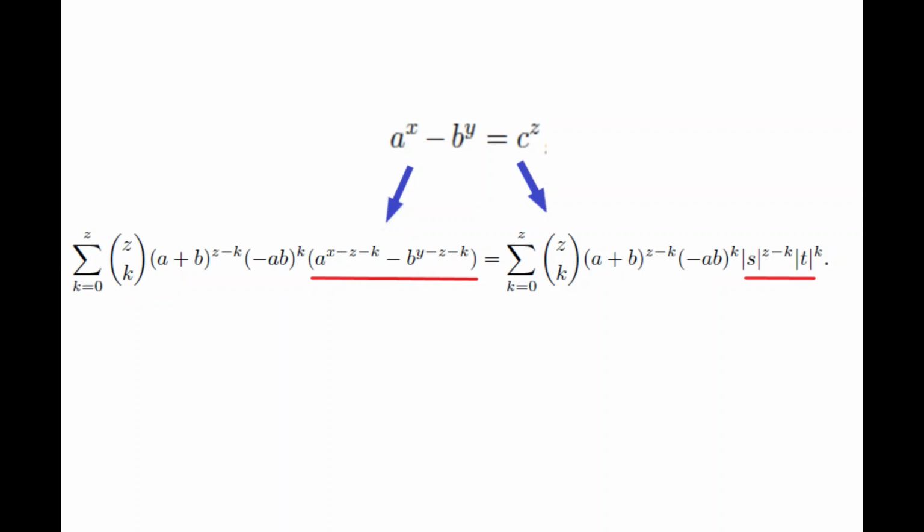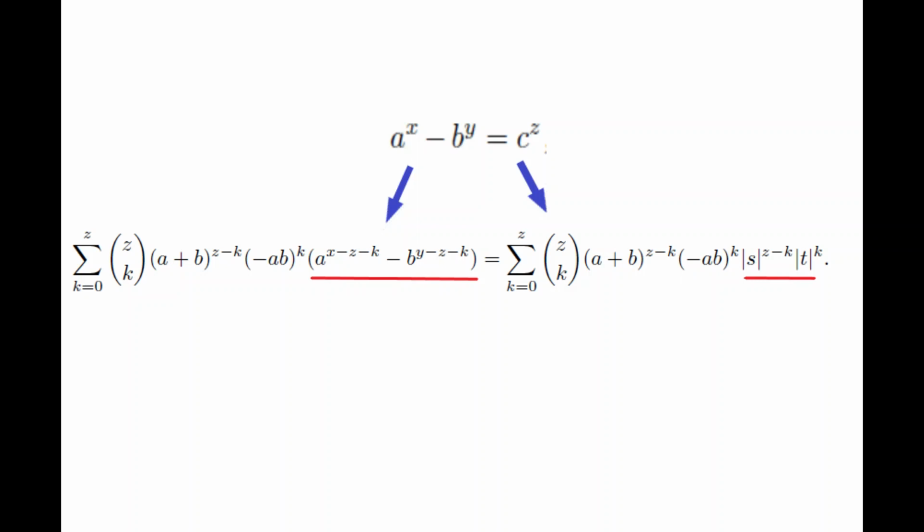So if we recap for a moment where we've got to, we've now reconfigured a to the x minus b to the y in terms of z in a new binomial formula on the left, with that non-standard associated factor underlined in red. And on the right we've reconfigured c to the power of z in terms of a and b, with its own associated factors s to the z minus k and t to the k. We know the right-hand side is a power to z. The left-hand side may or may not be.